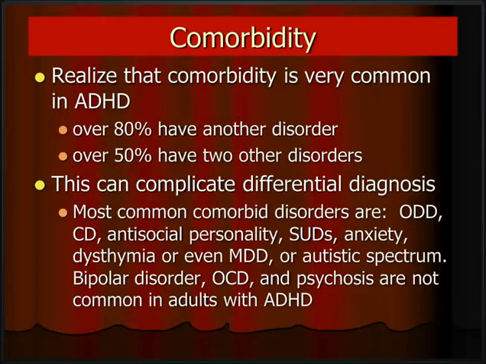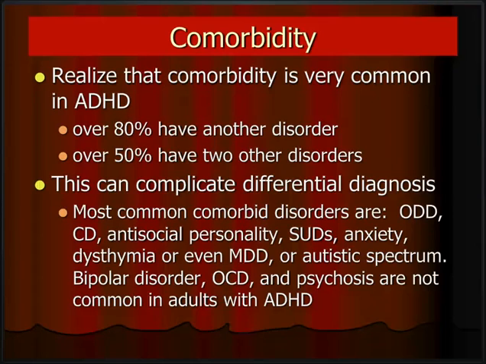Now, another issue to consider is comorbidity. And one needs to realize that comorbidity is very common in ADHD individuals, as I've indicated earlier. More than 80% of ADHD children and adults have at least one other disorder, and more than half of them have at least two other disorders. So part of the evaluation is going to be in identifying the comorbid disorders that coexist with ADHD. This can sometimes complicate differential diagnosis, because the individual is not trying to compare one disorder to another, but attempting to identify numerous disorders that may coexist.